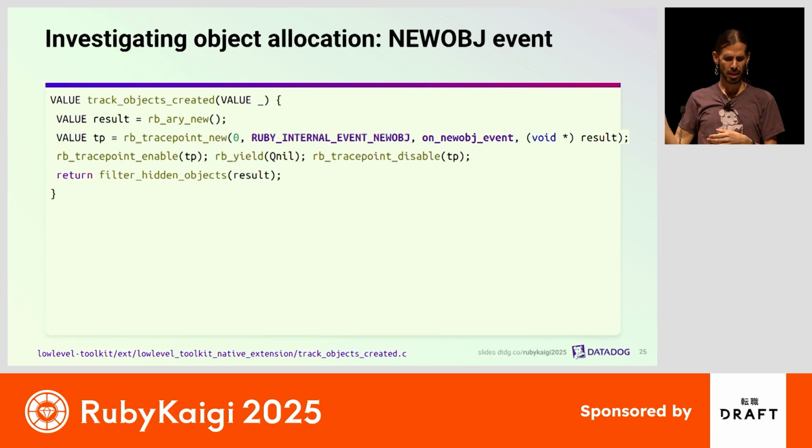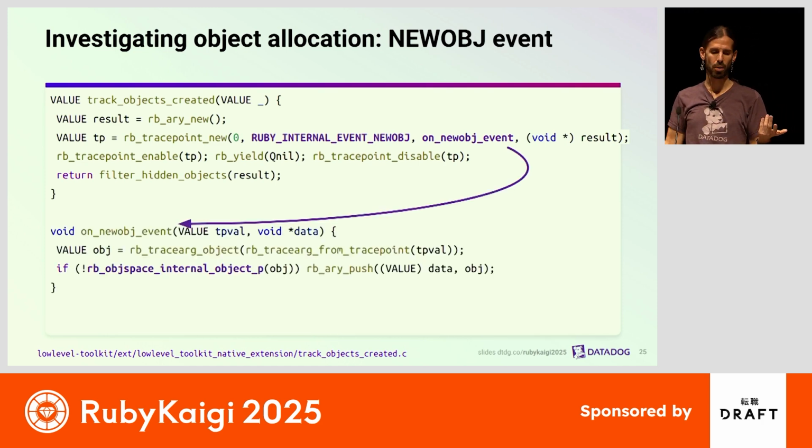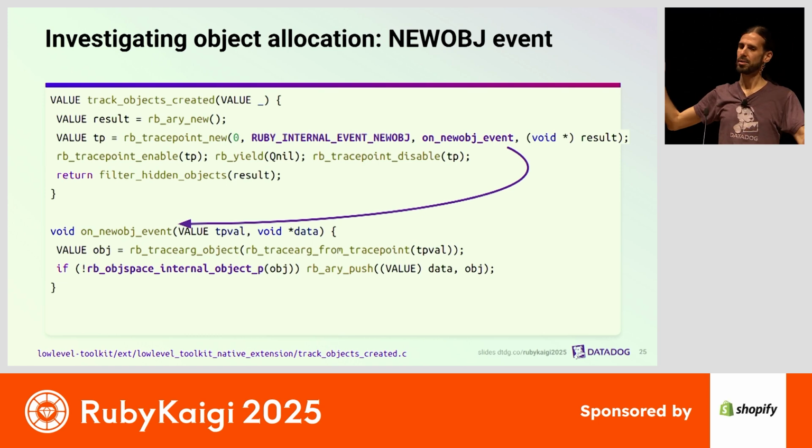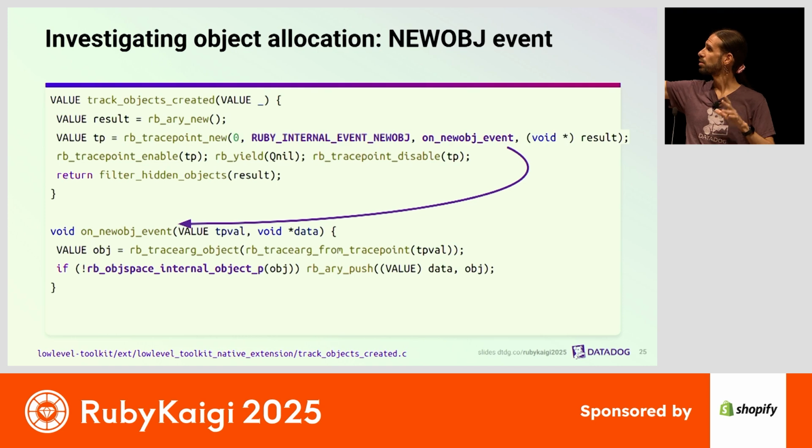So the next part is the on new object event. When a new object gets created, Ruby calls this function. What this function does is it gets the object that was created, and if the object is not an internal object, then it adds it to an array. As simple as this. I will explain a bit what the internal objects are in this case. So we are basically adding all of the objects that get created into our array.